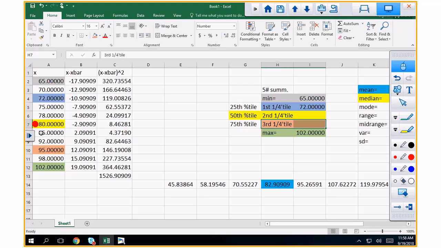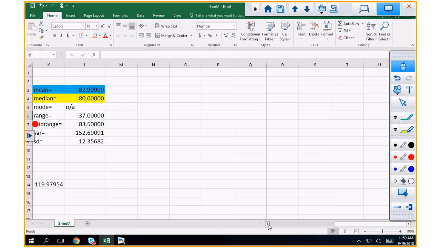How many numbers are below it? 5. You go with that. You don't include it. So that's equal to that number. And now you have your 5-number summary.